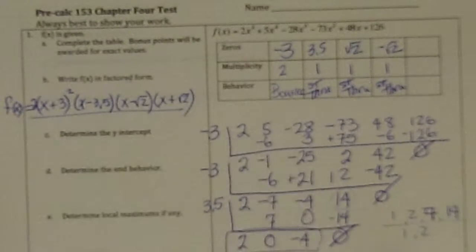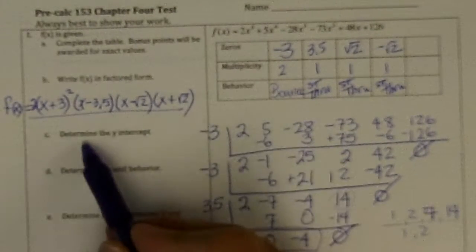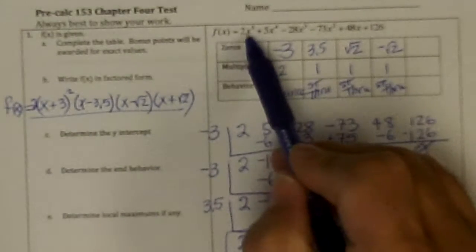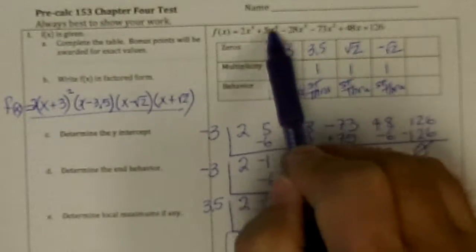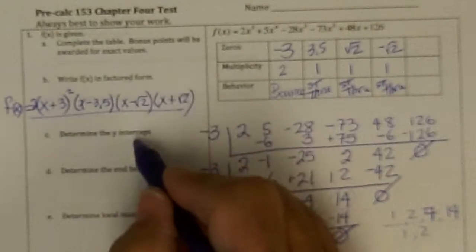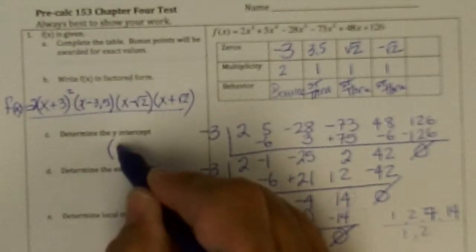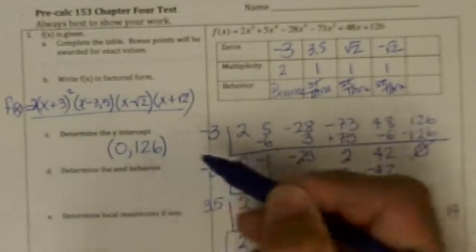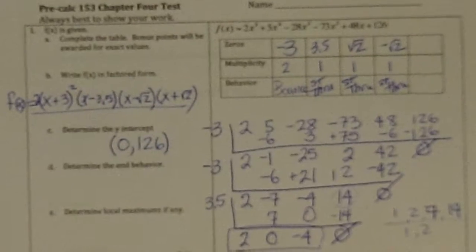Okay. Now let's go on to the not so challenging ones. What's the y-intercept? Well, if I put 0 in for all the x's, all of this drops out and I get 126. Y-intercept's a point. I put 0 in for x and got 126. There's the coordinates of the point.